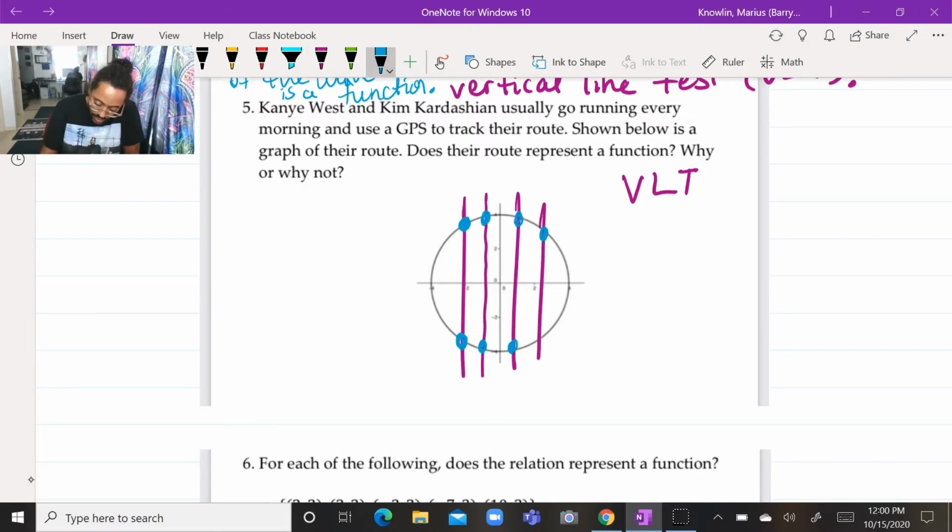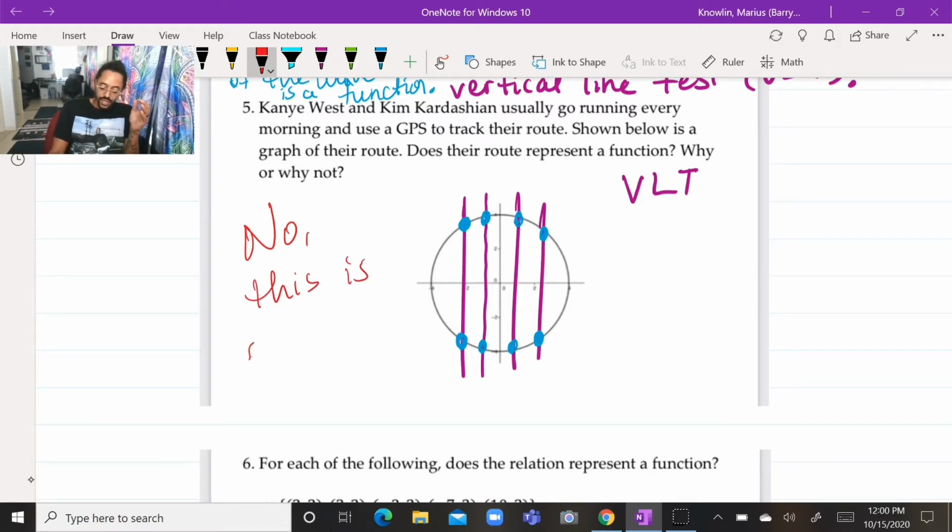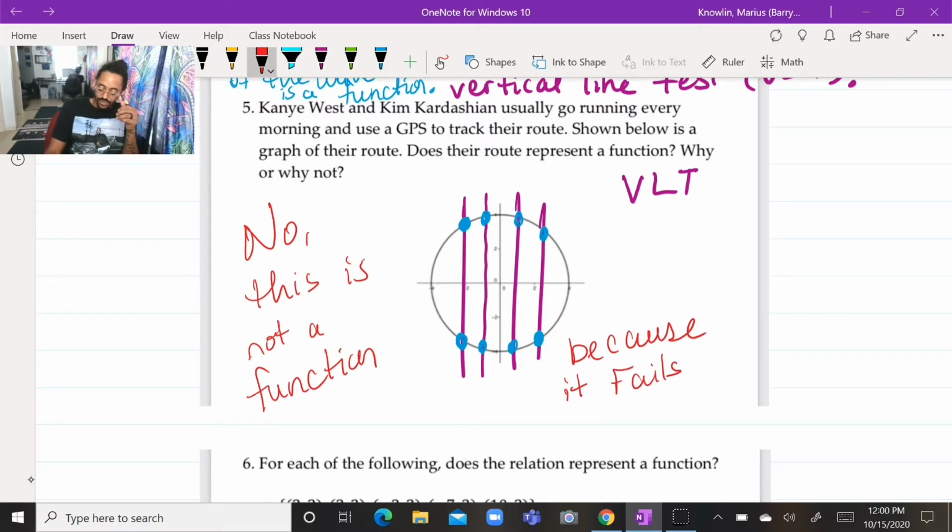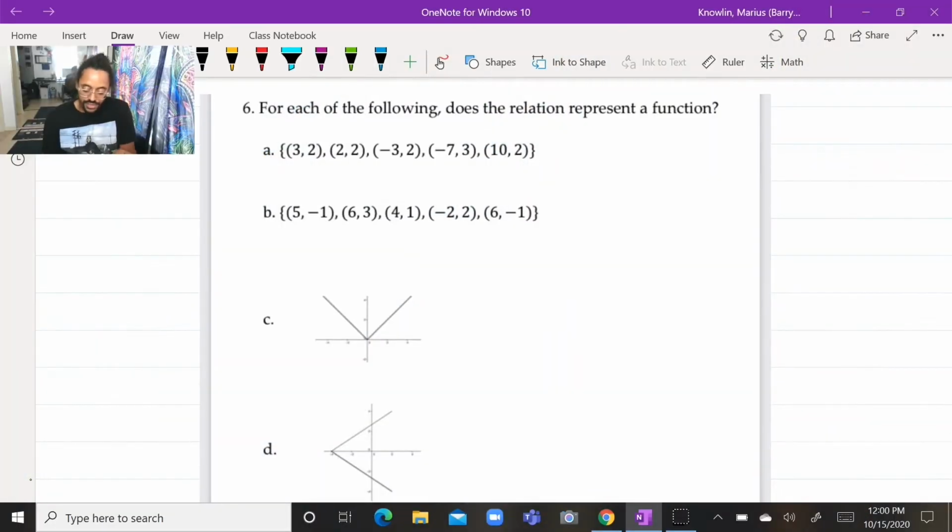All of these lines actually intercept the graph 2 times, which means that an x value repeats. So, no, this is not a function because it fails the vertical line test. Okay. Number 5.